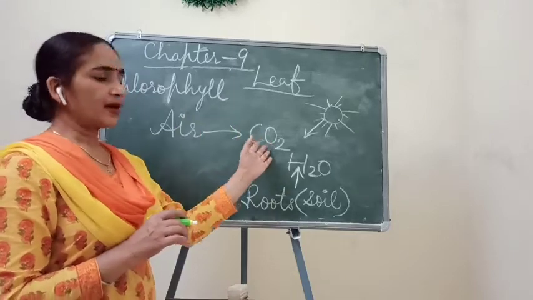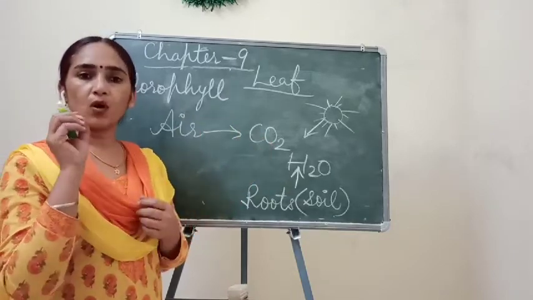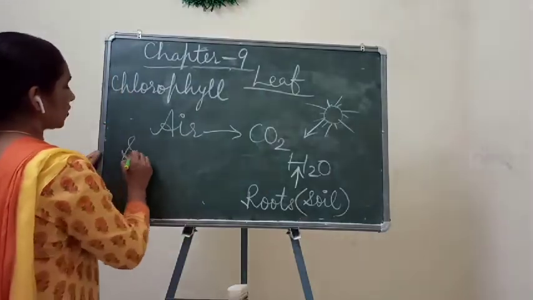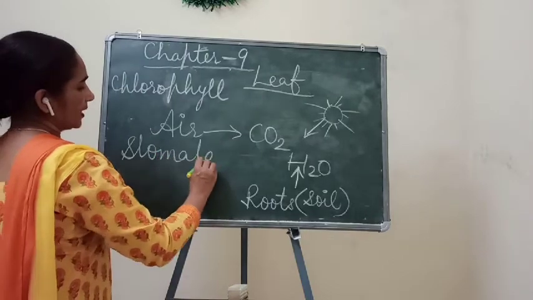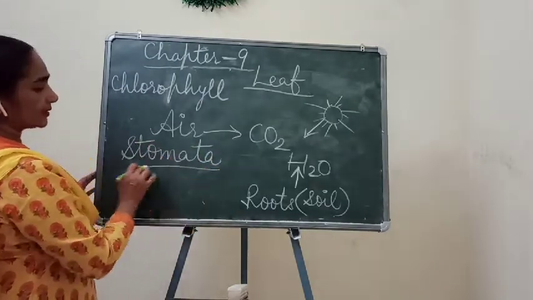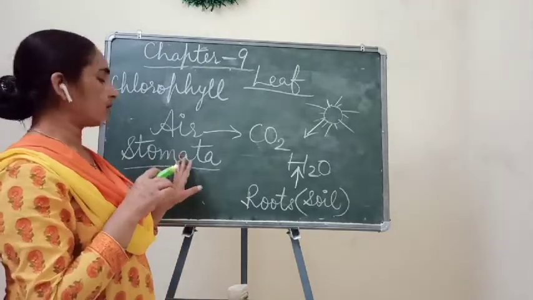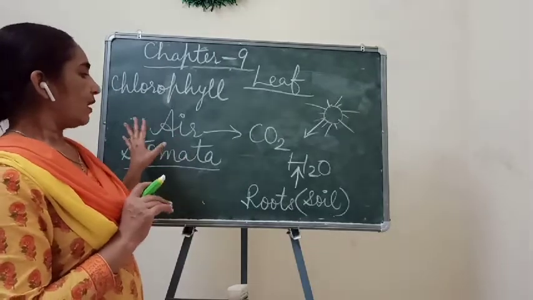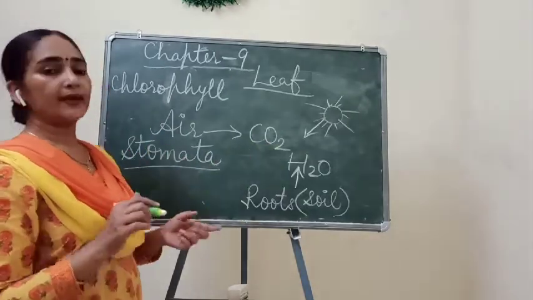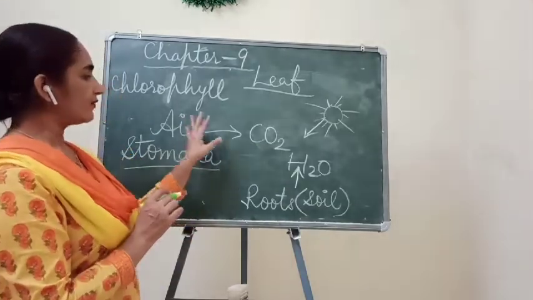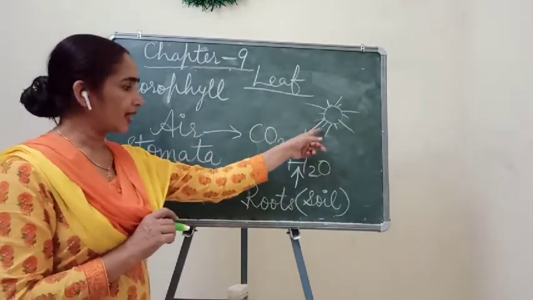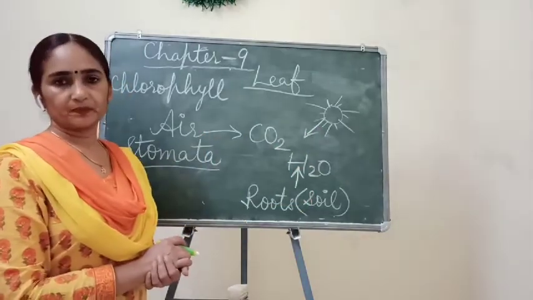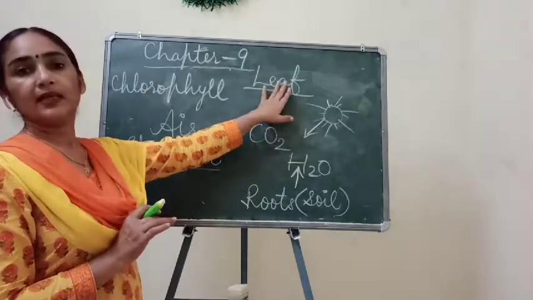Carbon dioxide enters the leaves through the small pores which are present in the leaves, that are called stomata. And these stomata are the tiny pores which are present on the surface of leaves. Through these stomata, carbon dioxide enters the leaves, and with the help of carbon dioxide, sunlight and water, plants can prepare their food in their leaves.